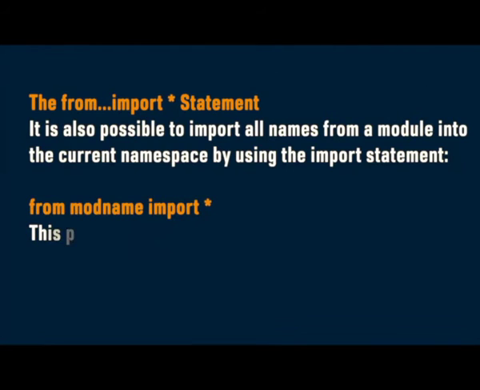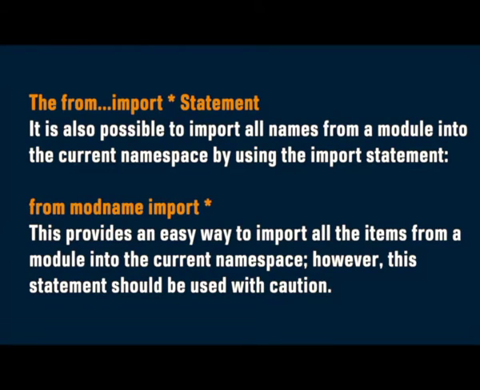There is another syntax: the from import asterisk, or star, statement. It is also possible to import all names from a module into the current namespace by using the import statement this way: keyword from module name import followed by an asterisk or star. This provides an easy way to import all the items from a module into the current namespace. However, this statement should be used with caution.